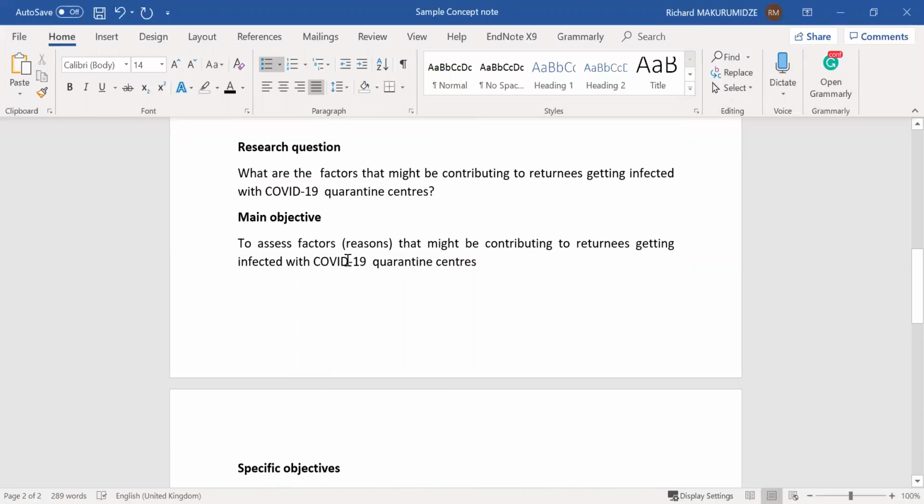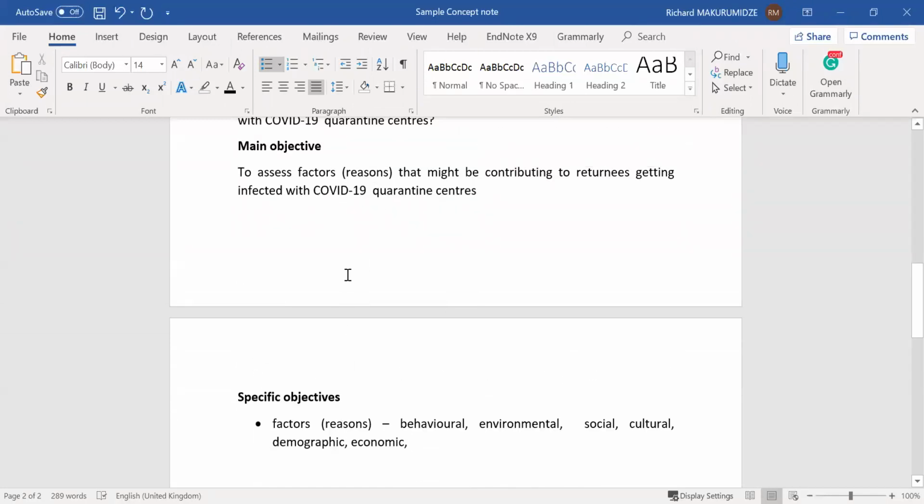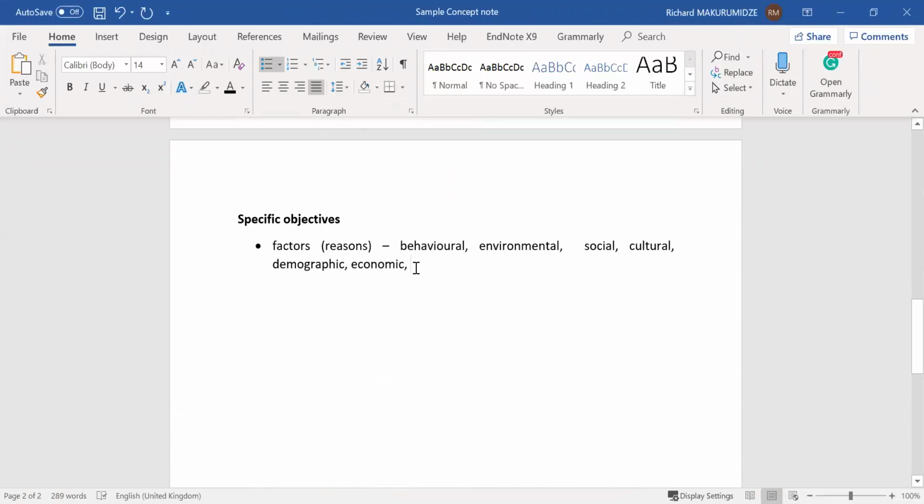You try to split these things to see what the possible elements and categories are, our reasons or our factors. Then from there, you formulate your specific objectives. How do you formulate your specific objectives? If you read your manual, all objectives start with "to". You can say to determine, to assess, to identify, and so many. These are the options.